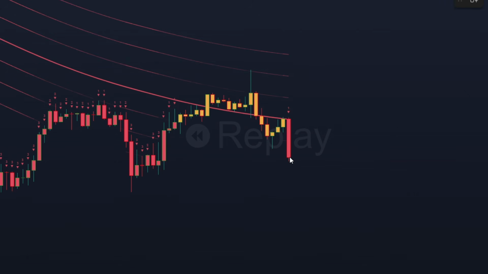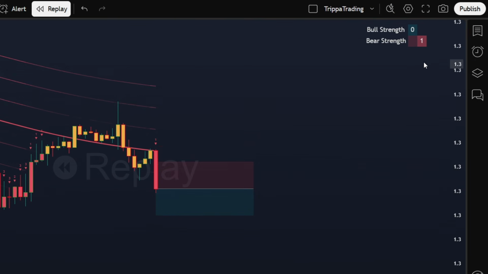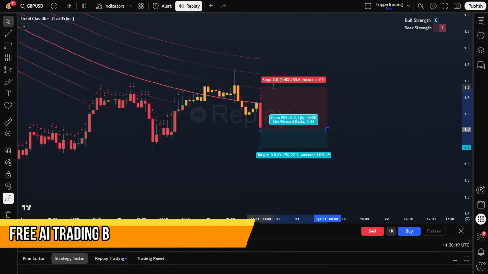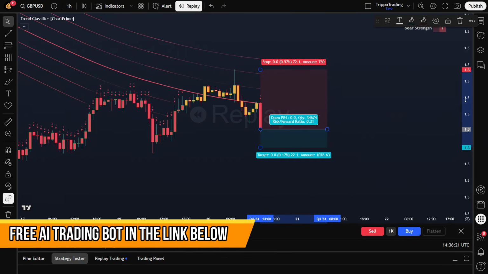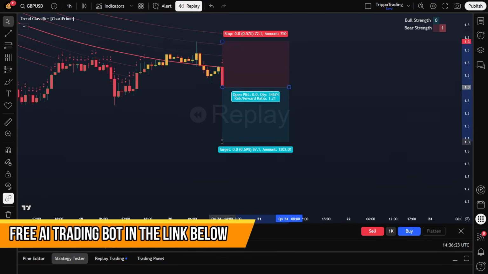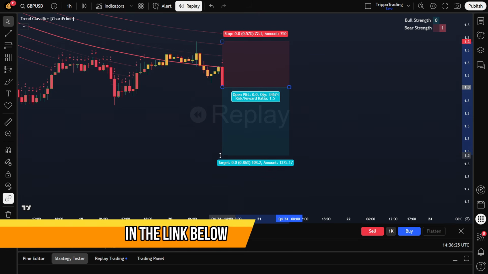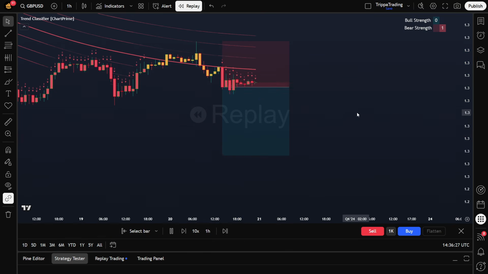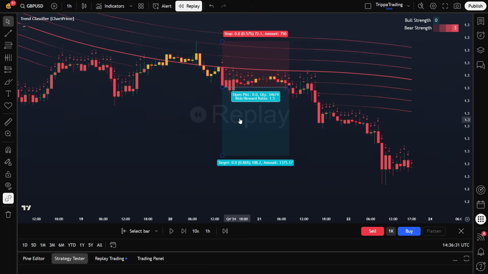Then we wait for a red candle that closes back under the center trend line. That's our trigger candle. Before entering, check the dashboard. The bearish strength should be at least 1. If everything lines up, you enter the sell position on the next candle. Stop loss goes above the recent swing high or above the top trend band. And your take profit should again aim for 1.5 R or more depending on the move.